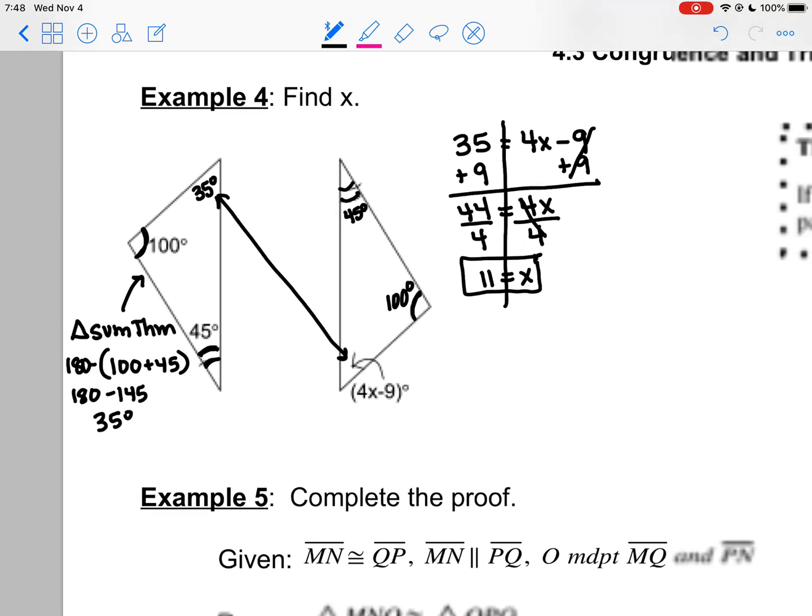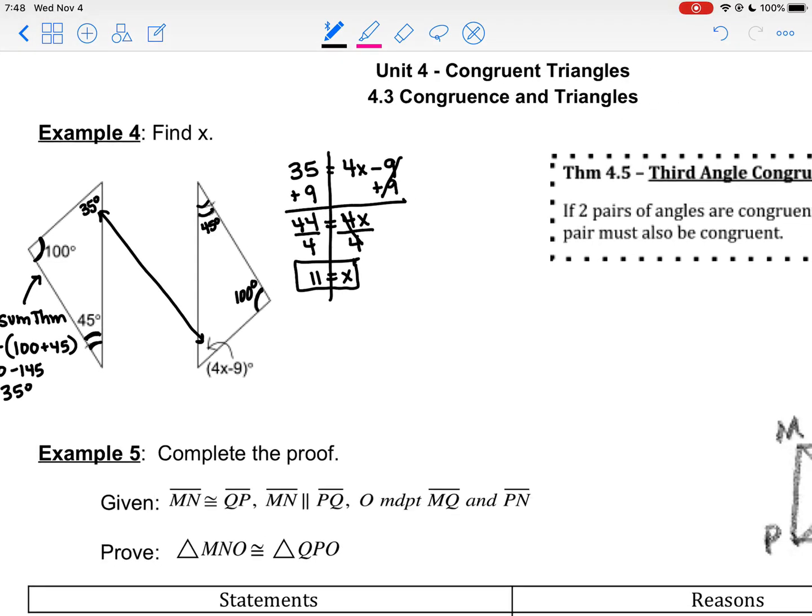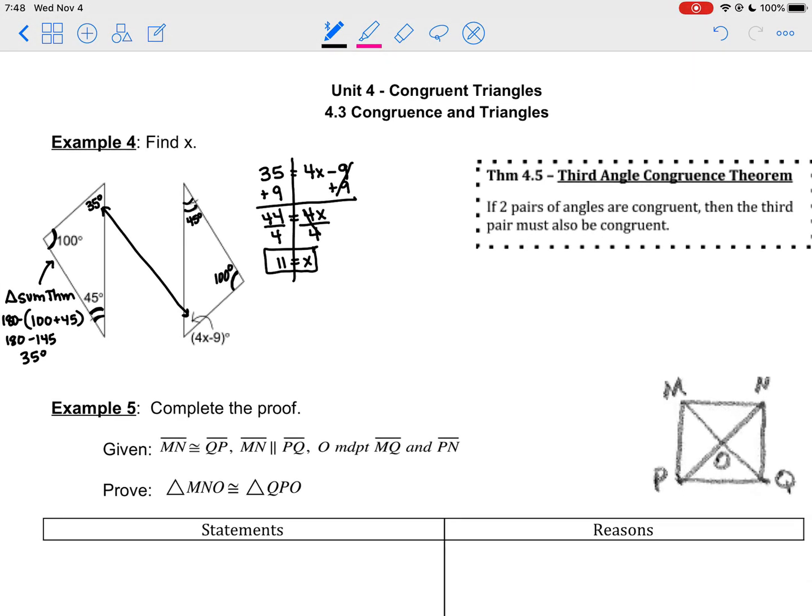So the third angle theorem lets us know that if we have two sets of congruent angles, the third one's also going to be congruent.